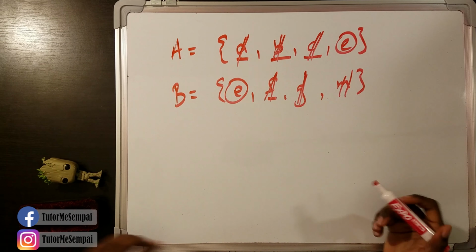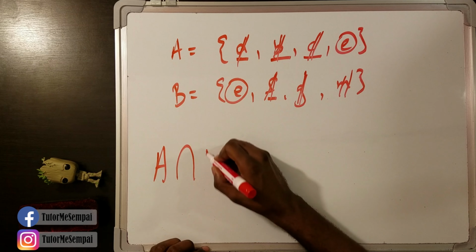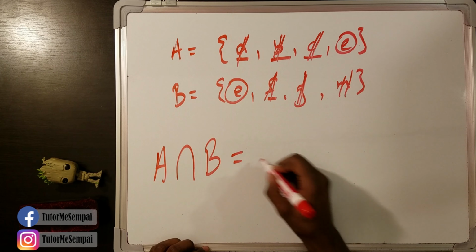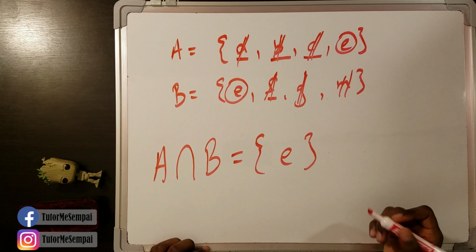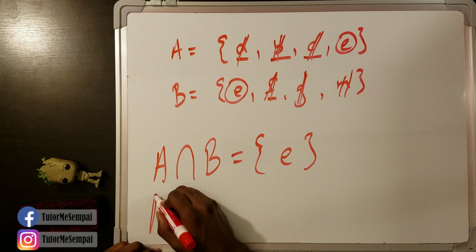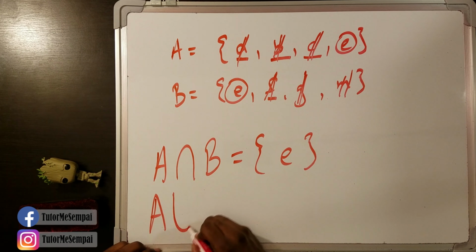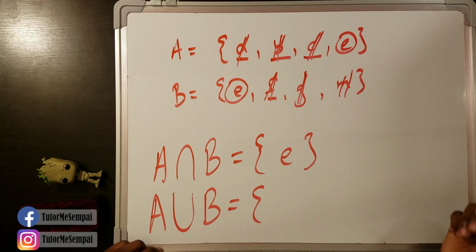So we write it as such. A intersection, or intersects, B, and the result is the set E. Now, if we were trying to find the union, we write that as such. A union B, and what's the set that results from this?